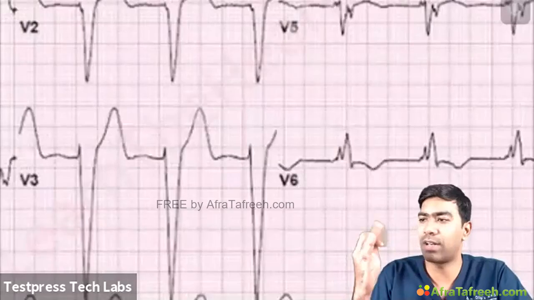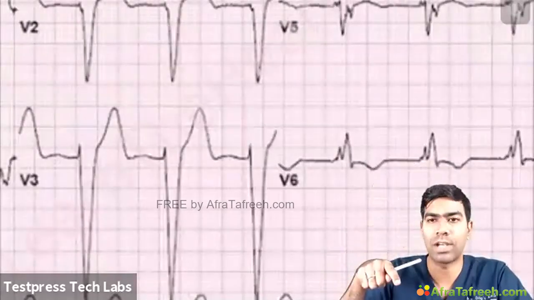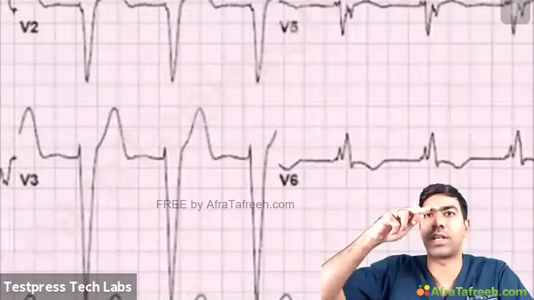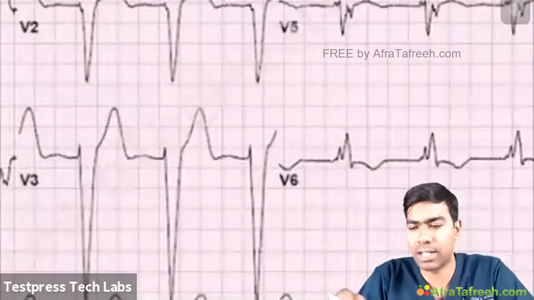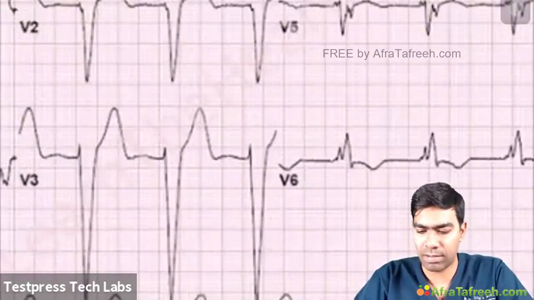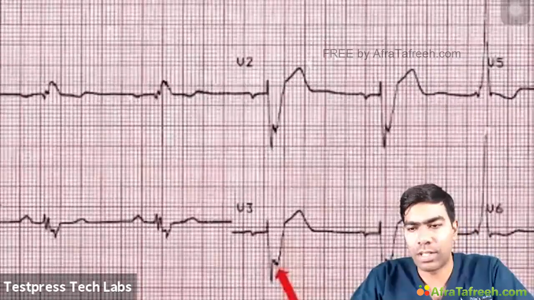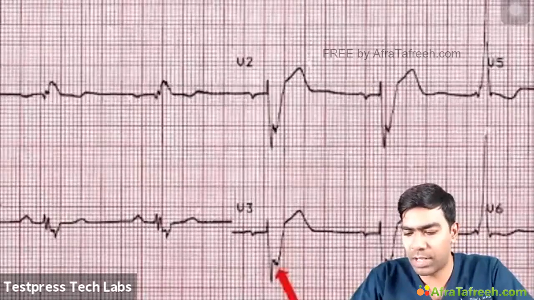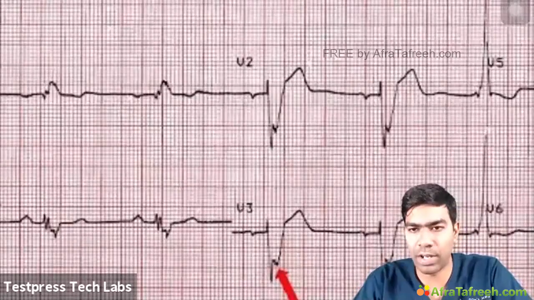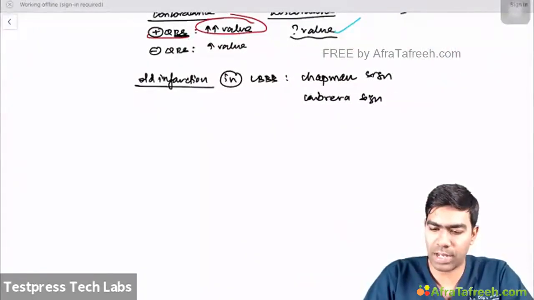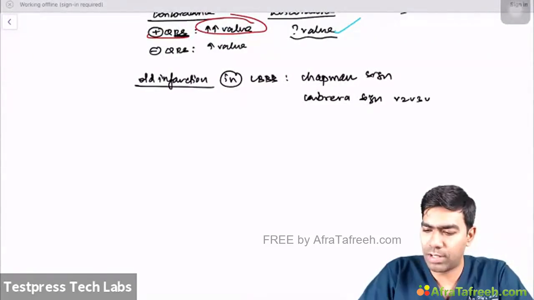In LBBB, in 1, AVL, V5, V6, as we told, it should be a monophasic R without any septal Q. So there only you're going to see a monophasic R. If you see notching in the upsloping of the R, that indicates that the patient is having a Chapman sign. On the other hand, if you see this kind of notching in the upsloping of the S wave, typically in V2, V3, and V4, the mid precordial leads, that is something called a Cabrera sign. Let me write here what you mean by Cabrera sign: V2, V3, V4, notching in the upslope of the S wave.